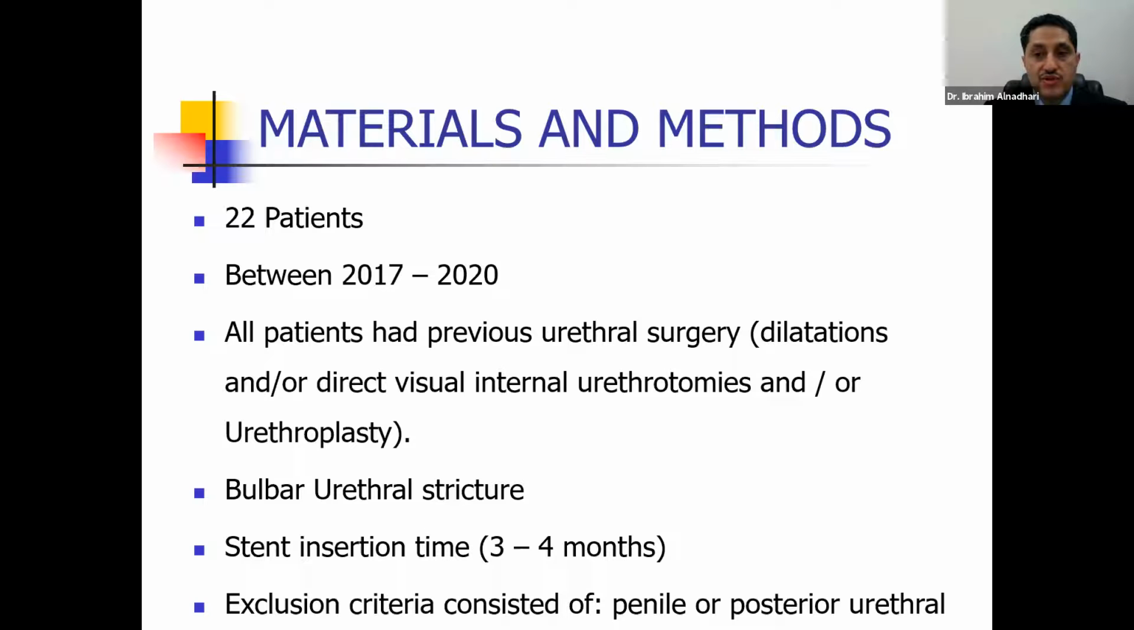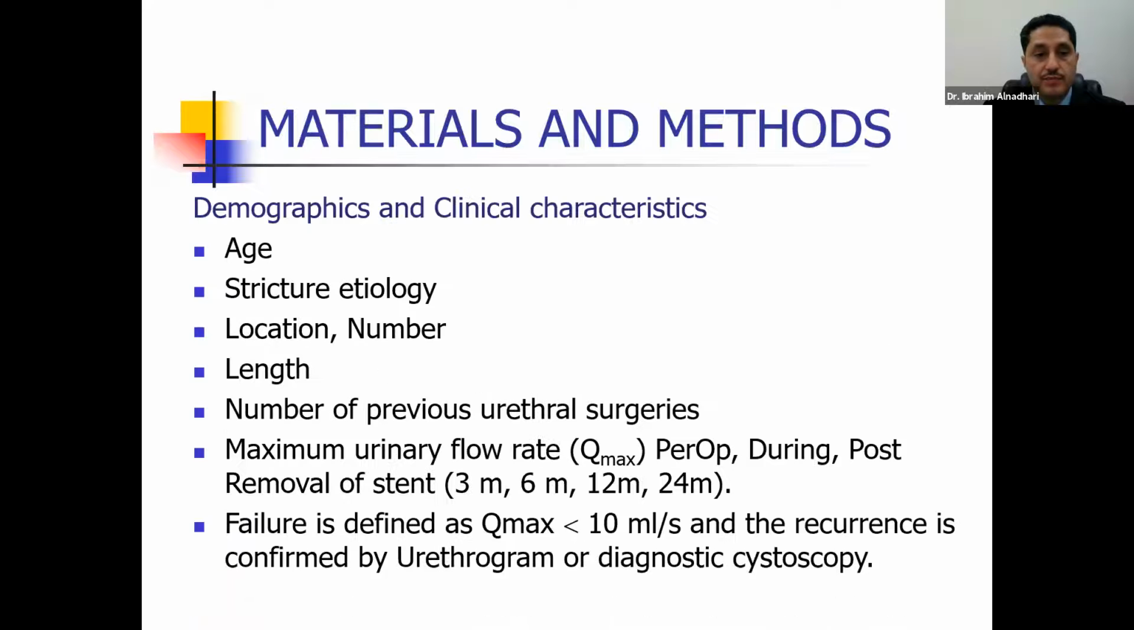So we had 22 patients between 2017 to 2020. All of our patients had previous urethral surgeries, whether dilatations, repeated DVIU, or urethroplasties. And our selection criteria was for bulbar urethral stricture and the stent insertion time between 3 to 4 months. Our exclusion criteria were penile or posterior urethral stricture or any pelvic surgery or radiation.